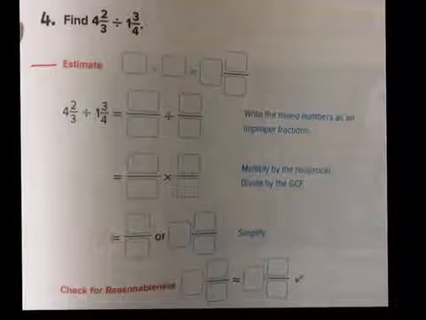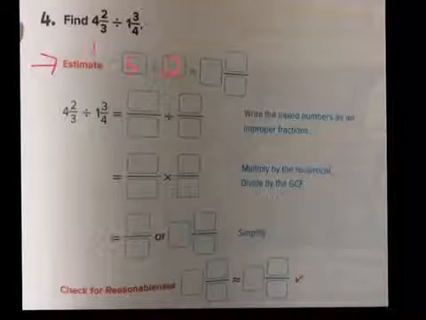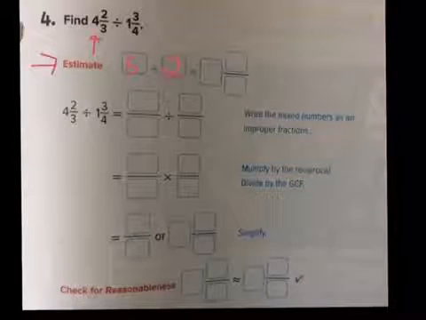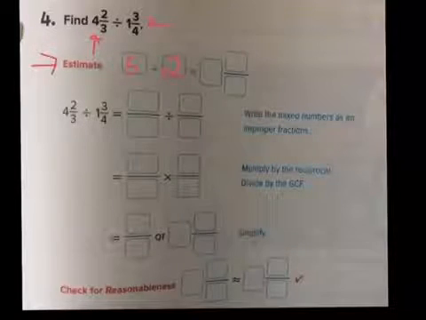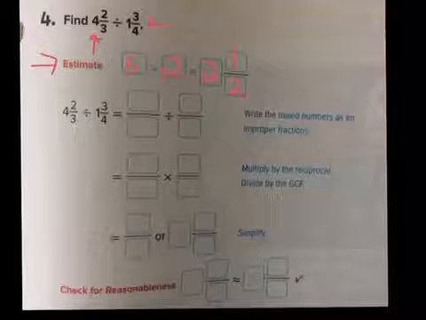Let's try example 2. We first always have to try an estimate, and I'm going to round 4 and 2/3. It's about 5, and 1 3/4 is about 2. Now, you could have rounded this down to 4 if you really wanted to, but because you're rounding this one up, it will give you a more exact answer. But this will be my answer. So 5 divided by 2 will be 2.5. That's my estimate.